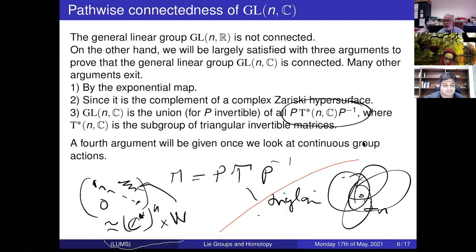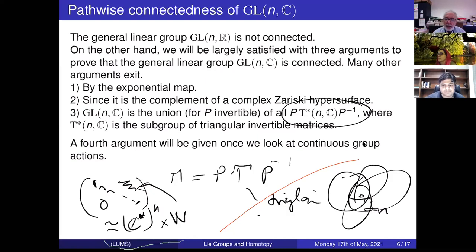This is a very easy argument if you use the fact that any matrix can be reduced to the triangular form. So these form the conjugacy classes, actually, I guess. Repeat. These are the conjugacy classes you are talking about.